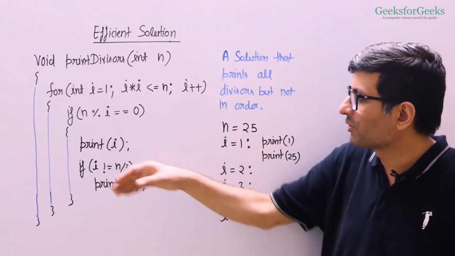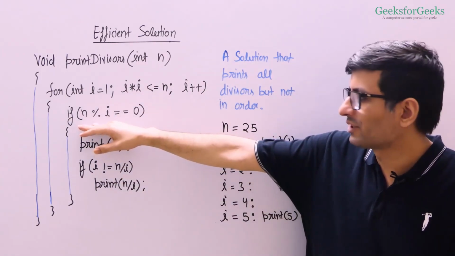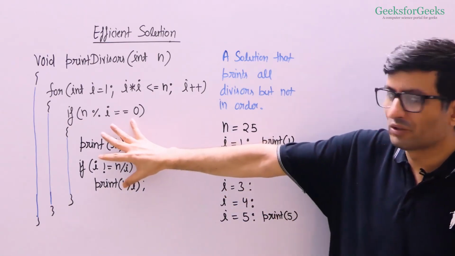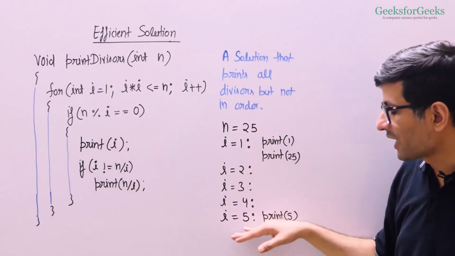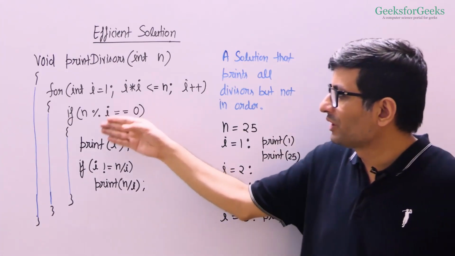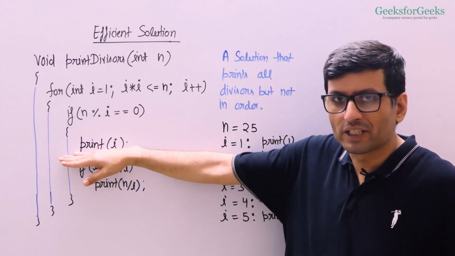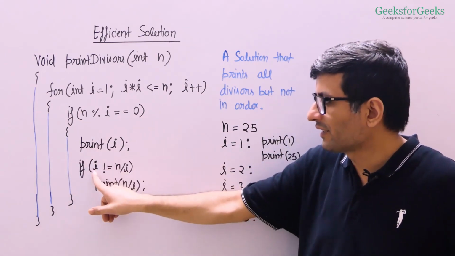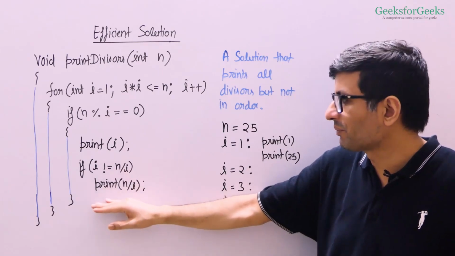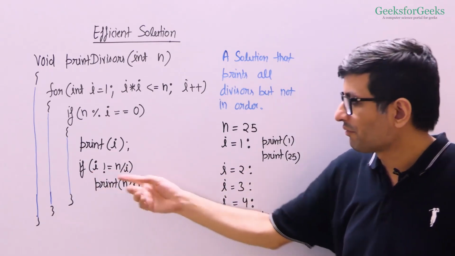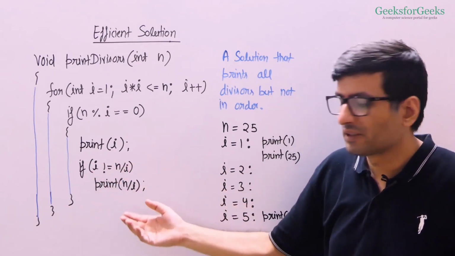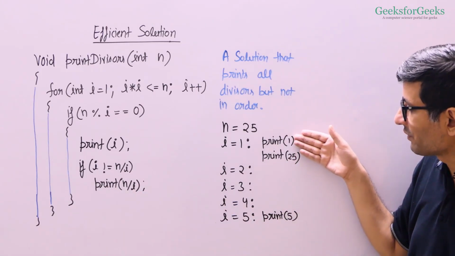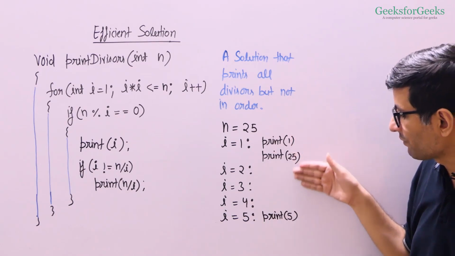When you run for I equal to 2, n is not divisible by I. So you will not go inside this if condition. Same is the case with 3 and 4. You will not go inside the if condition. When you come to I equal to 5, you are going to go inside this condition. You are going to print 5 and you are not going to print this n by I because I is equal to n by I, and we are going to print only when it's not equal. 5 is equal to 25 by 5. So we'll print only 5. That way we get all the divisors of 25. The divisors are 1, 25 and 5.